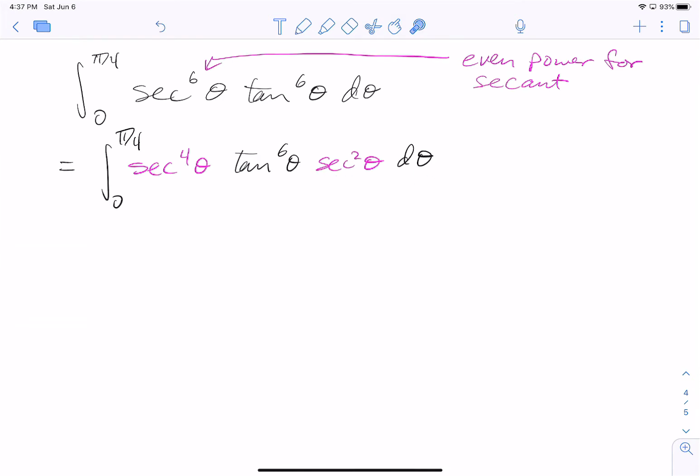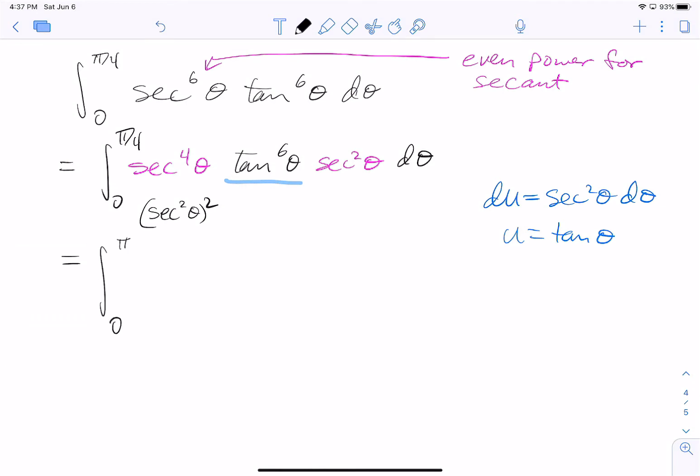Our strategy in a case like this is to let du be the secant squared of theta d theta. And kind of working backwards, that would mean that u is equal to the tangent of theta. So where we see tangent to the 6th of theta, we can think of that as u to the 6th. As for the secant to the 4th of theta, we're going to use a Pythagorean identity that connects the secant and the tangent. We're actually going to think of this as the secant squared of theta, squared.